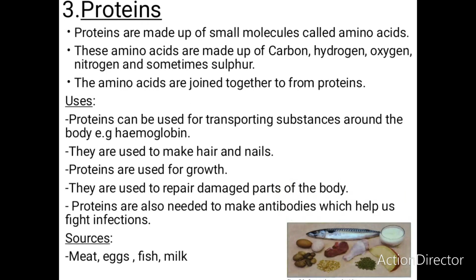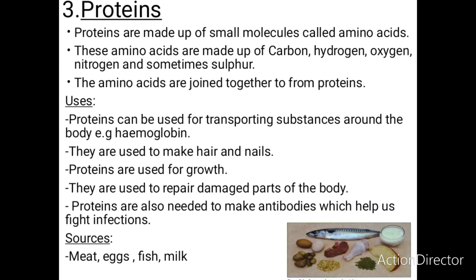Proteins are very essential in a diet. Proteins are made up of small molecules called amino acids, and these amino acids are made up of carbon, hydrogen, oxygen, nitrogen, and sometimes sulfur. So these amino acids are joined together in a chain to form proteins. Proteins can be used for transporting substances around the body, for example, hemoglobin. Hemoglobin is the red pigment in blood, and it is used to transport oxygen around the body.